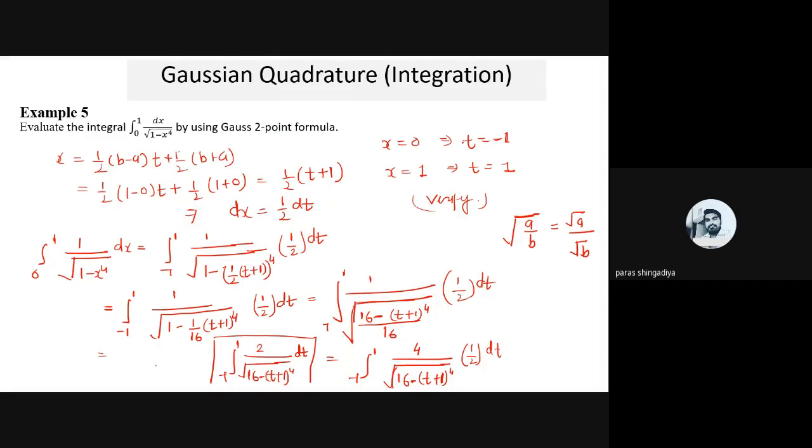So, what will be the 2-point formula? It will be f of minus 1 by root 3 plus f of 1 by root 3. Okay, so now in place of t, we'll replace minus 1 by root 3, and after that we'll replace plus 1 by root 3. So just check the answer by yourself. Okay, now 80% plus of the part we have completed here. Just derive the function value now in the 2-point formula.